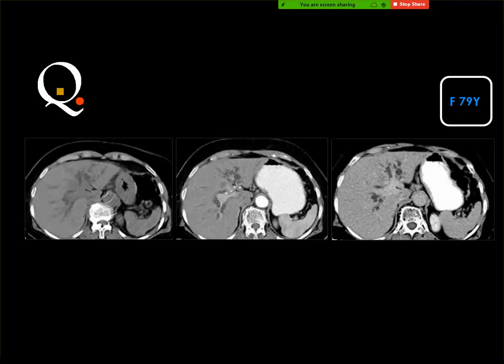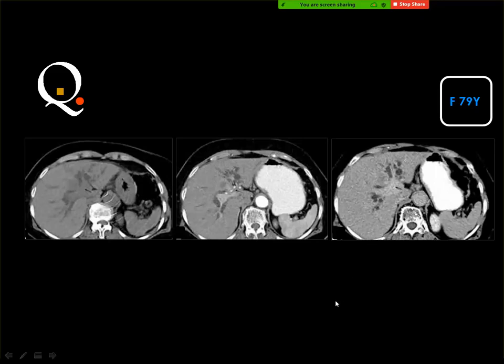Biliary radicals, yes. Dilated. Due to the biliary obstruction. What is the cause? I don't see any stone, or maybe cholangiocarcinoma. This enhancing mass, yes, cholangiocarcinoma of the liver, and there is some biliary radical dilatation.